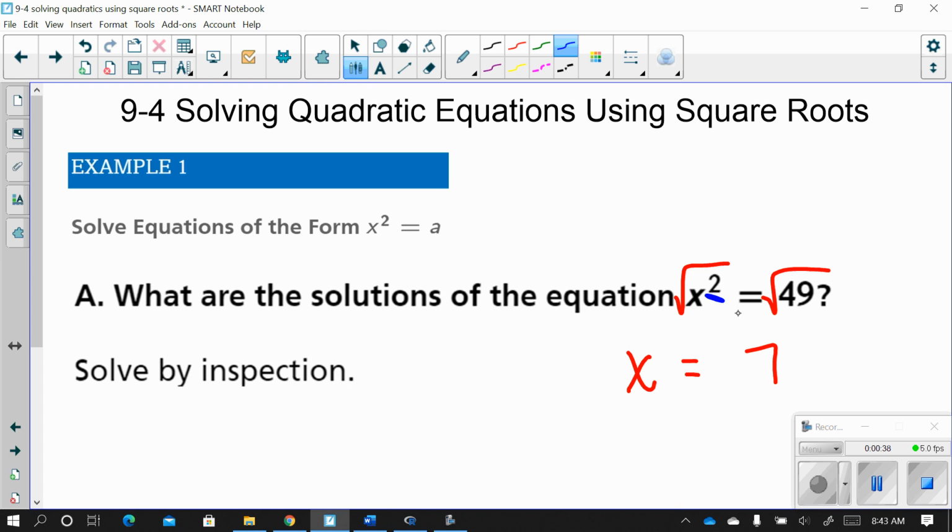Think about a quadratic. It crosses the x-axis twice. So the square root of 49 is 7, but it's also negative 7. So our answer is positive and negative 7. You always have to write that plus and minus.